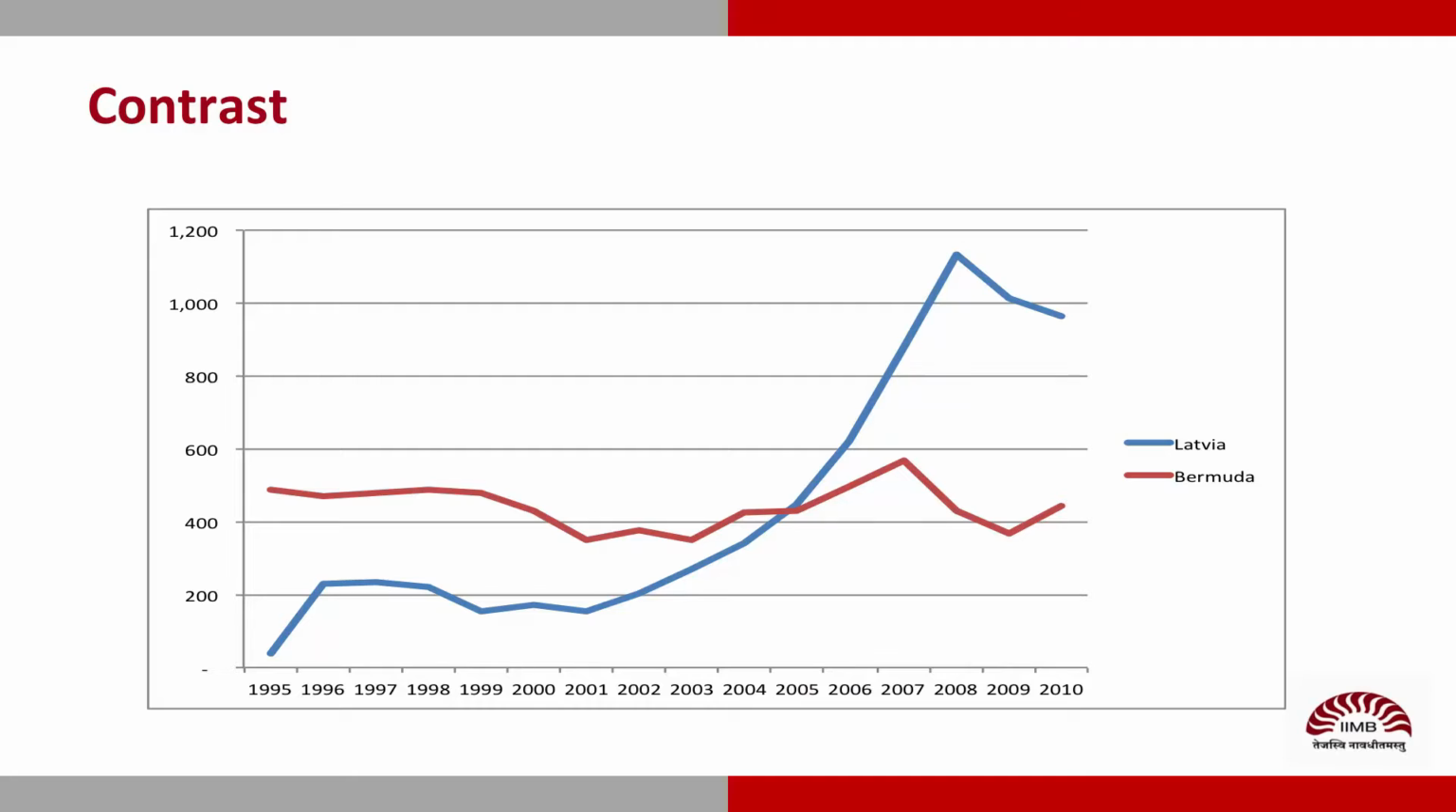So we can say that Bermuda exhibits a lot more stable performance in its international tourism receipts than Latvia. Now let's focus on Bermuda. If we draw a line at the average receipts of $442 million, then we can claim that its yearly receipts do not deviate much from the average. Can we say the same for Latvia?